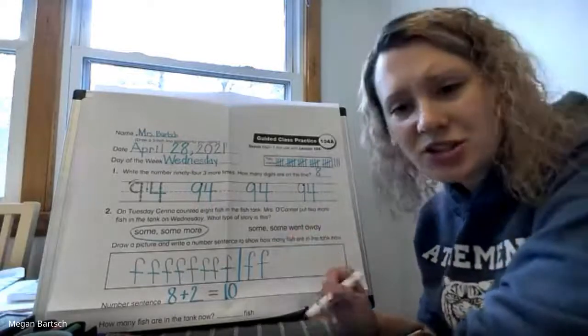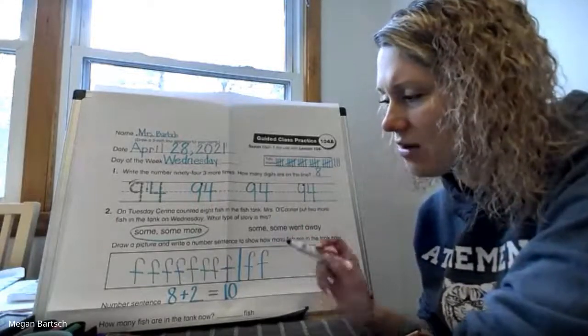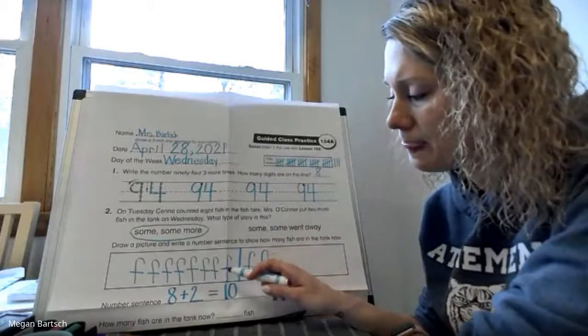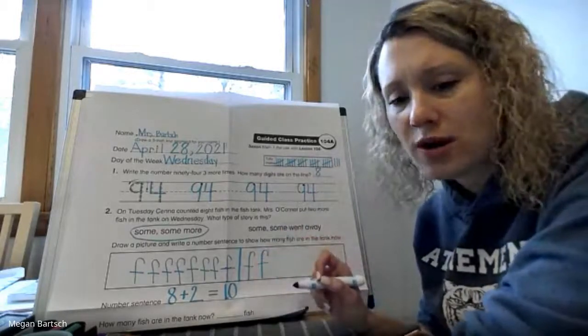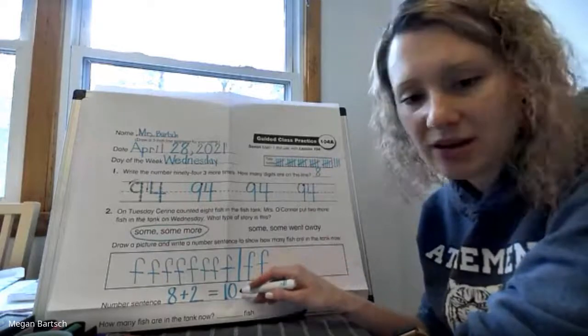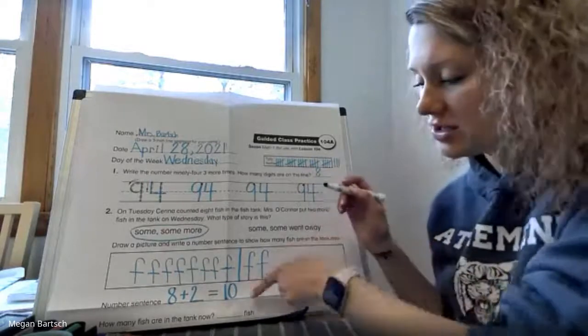How many fish are in the fish tank now? So she counted 8, and then she counted 2 more. So how many are in the tank now? 10. So you're gonna write 10 again.